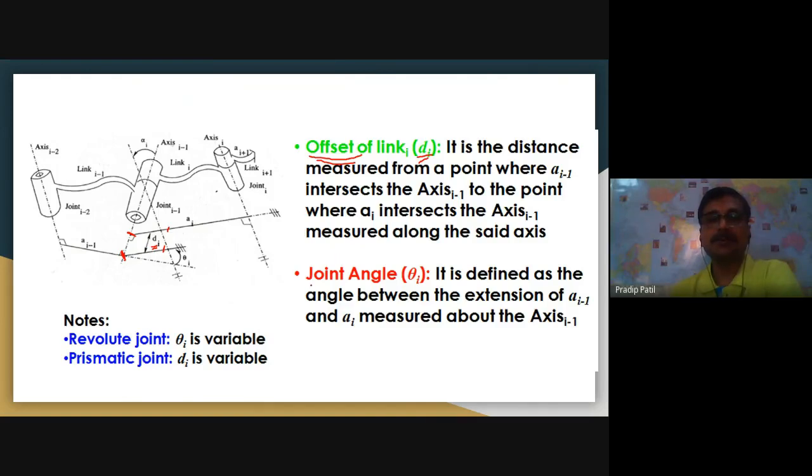The next parameter is the joint angle. Joint angle is defined as the extension of a i minus 1, and this one is theta i, and this is generally a variable. This variable is theta i for a revolute joint, and for a prismatic joint it will be d i. Let us look at this. Very important point to note here: in case of a revolute joint, theta i will be variable, and in case of a prismatic joint, d i will be variable.